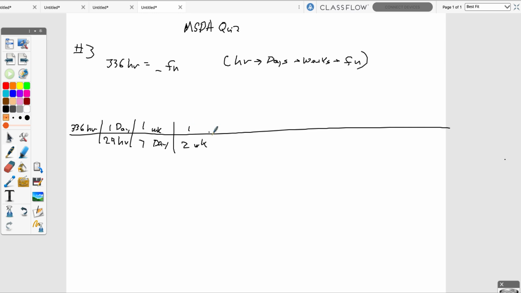And then we need to go 2 weeks in one fortnight. It's funny because when I play Fortnite, it doesn't take 2 weeks. It only lasts 15 seconds.